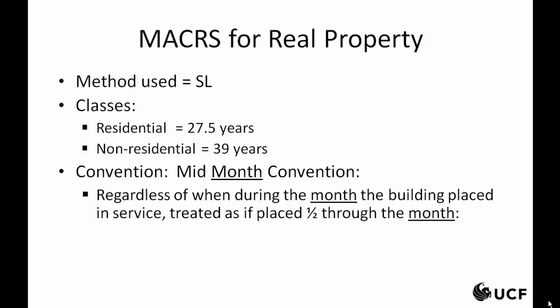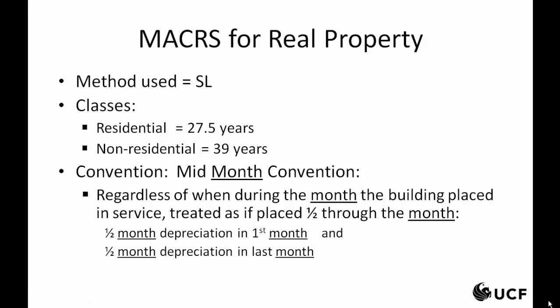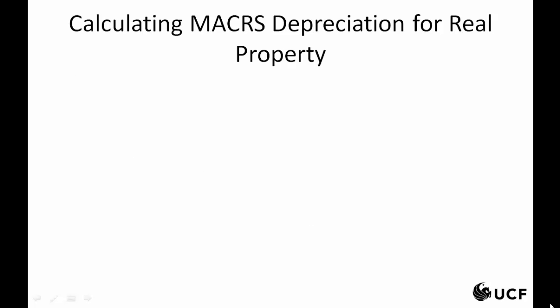In this convention, regardless of when during the month the building is placed in service, we're going to treat it as if it was placed in service halfway through the month. Therefore, we're going to get half a month's depreciation in the first month and half a month's depreciation in the last month. So how do we actually calculate depreciation for real property?